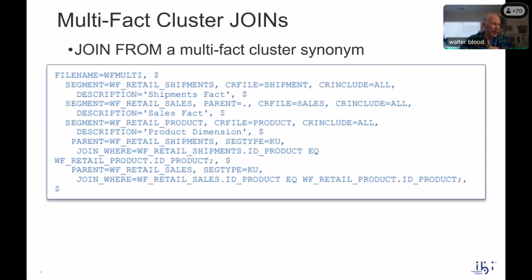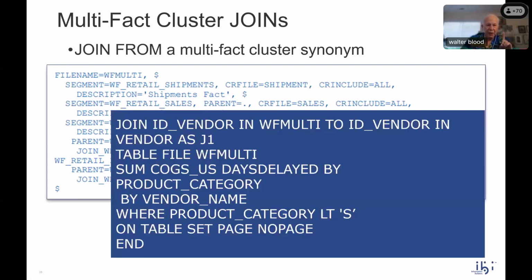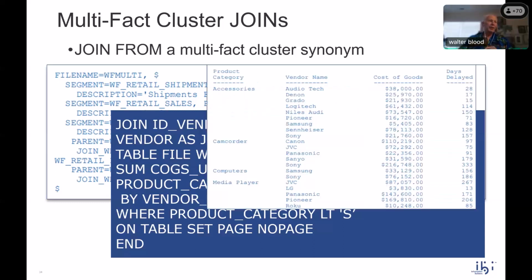Here's a cluster that we built out of some of the retail stuff: shipments, sales, product, and we've set up a multi-fact, multi-root down here. We can actually add this in here by doing a join. I'm going to join from my vendor ID here. That join is actually pretty easy, and I can get the data from that structure, and I have access to all the data in there.